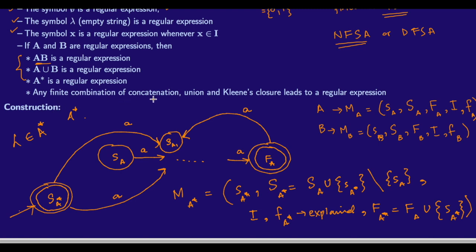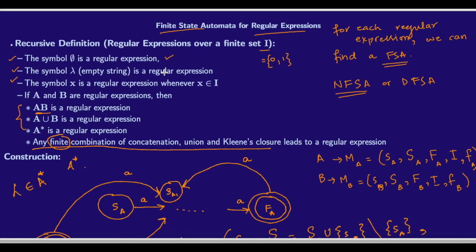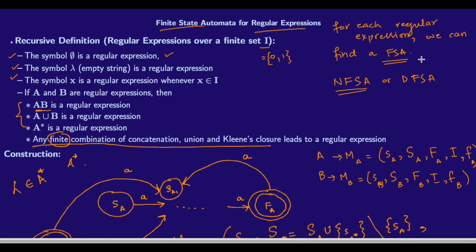So now the last statement says any finite combination of concatenation, union and Kleene closure leads to a regular expression. This is self-explanatory. Whenever we have a finite combination of concatenation, we can always repeat the procedure of concatenation to make a finite state automaton for that, and same for union and Kleene closure, as long as it's a finite combination. If it is an infinite combination, we know that for a finite state automaton we would have to use discrete hardware to do that. So an infinite combination we cannot handle. Also, regular expressions are defined by this limitation of finite combination. In summary, we have proved that for each regular expression, we can construct a finite state automaton.